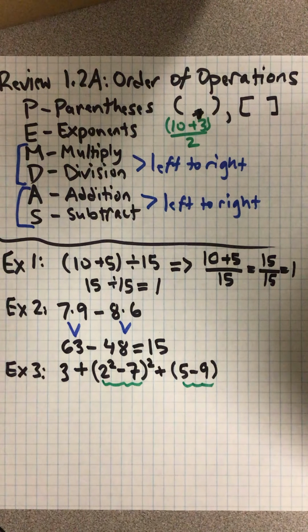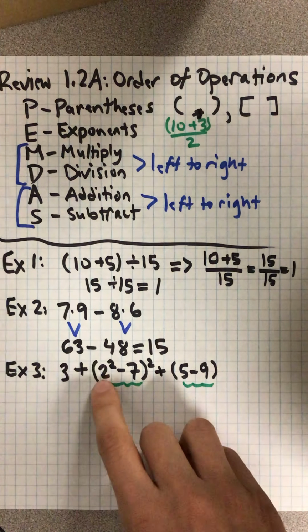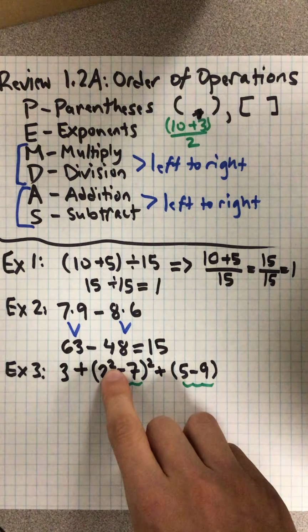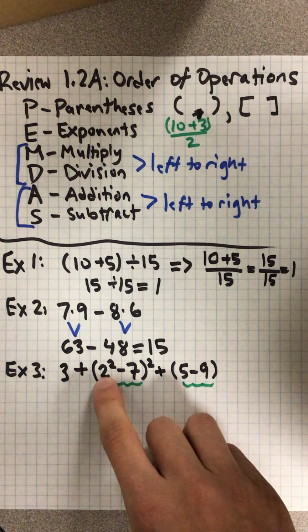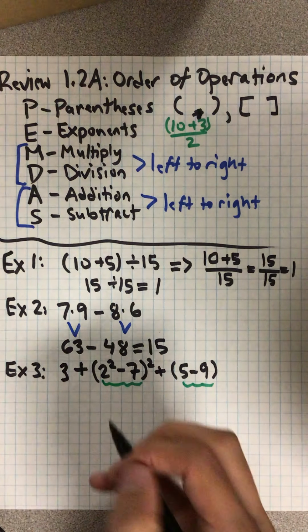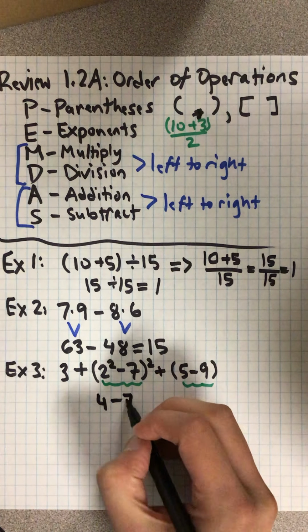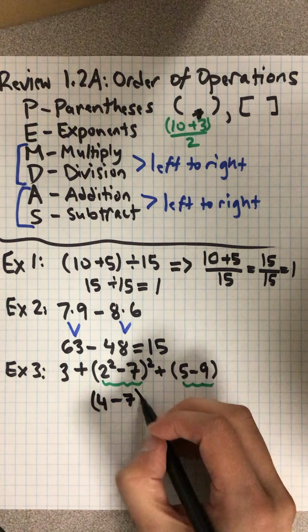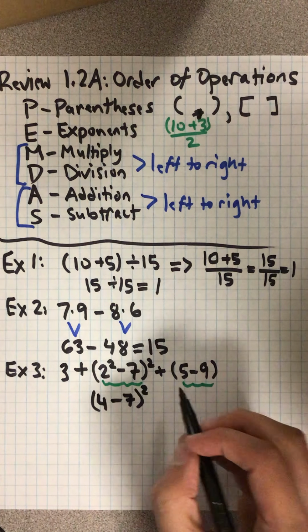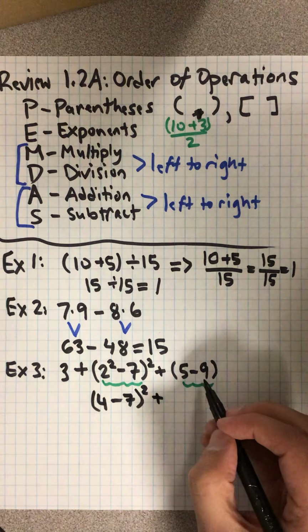So we need to figure out what 2 squared is to begin with. 2 squared, that exponent, what it tells us is we need to multiply this 2 by itself 2 times. So we need to do 2 times 2 essentially. 2 times 2, however, is just 4. So inside this parenthesis, we have 4 minus 7 to the second power. And then we still have plus, 5 minus 9.